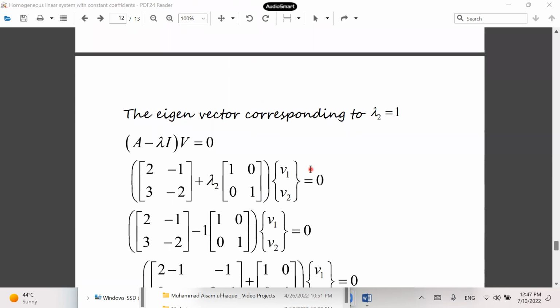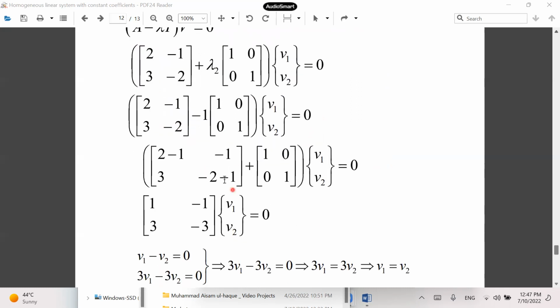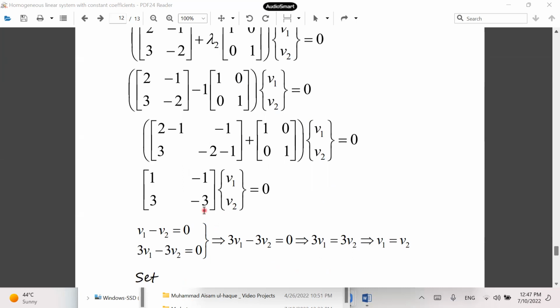Now we have to find the eigenvector corresponding to the second eigenvalue lambda 2. It is equals to 1. So just substitute again lambda 2 as 1 here, and then simplify them. So when we subtract this 1, 2 minus 1 will be 1, and minus 1 minus 0 will be minus 1. So 3 minus 0 is 3, and this becomes minus 2, minus 1 will be minus 3. And multiply with the vector v.